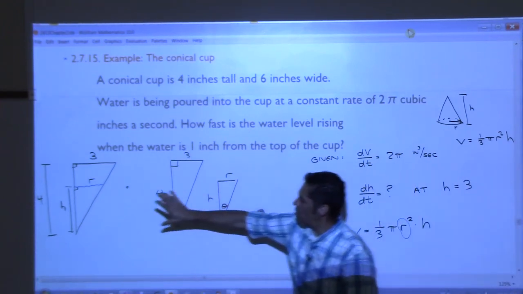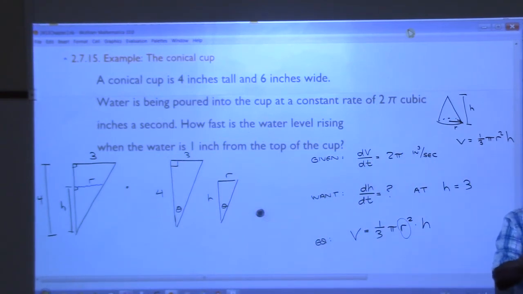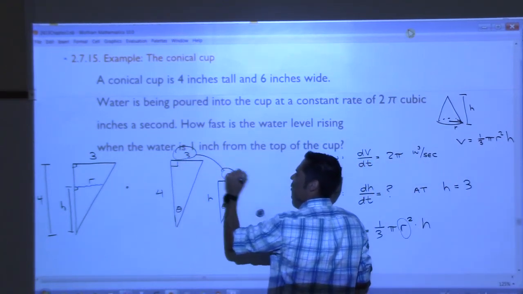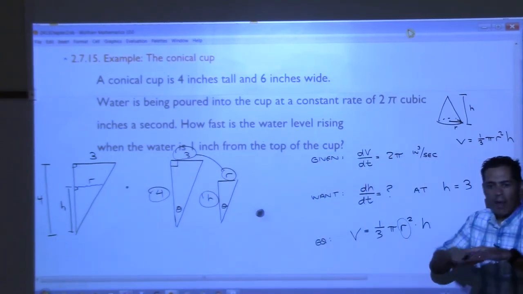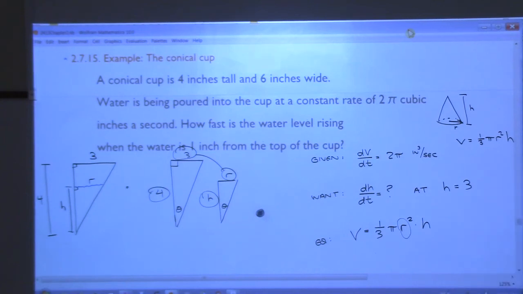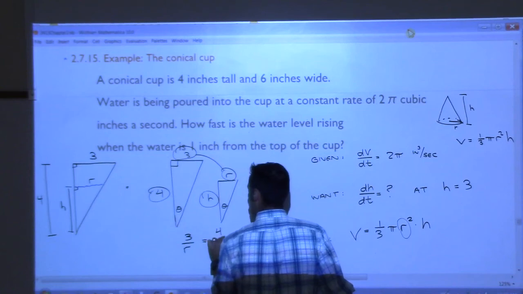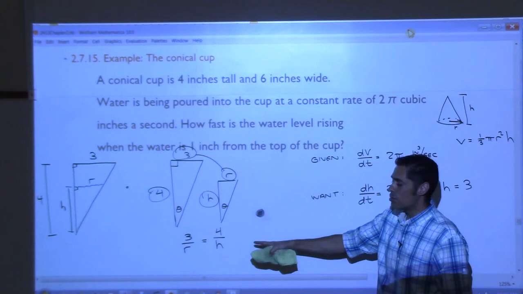So do y'all see the small triangle here? I just moved it out on its own. I can take the ratio of any corresponding sides and it will be equal to the ratio of any other two. In other words, I could take this 3, divide it by that r, and that should be equal to this 4 divided by h. The ratio of corresponding sides must be equivalent. So if you need to, you can go back and review similar triangles for this, but I can set this up. I can write 3 over r is equal to 4 over h. All right? Because they're similar triangles.